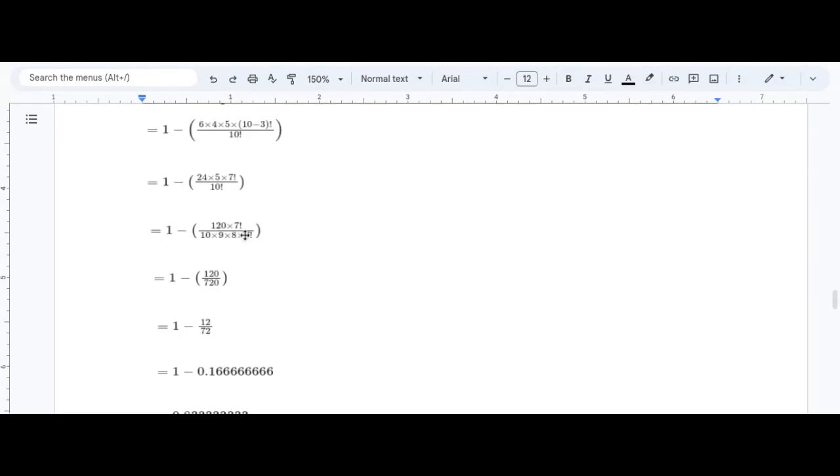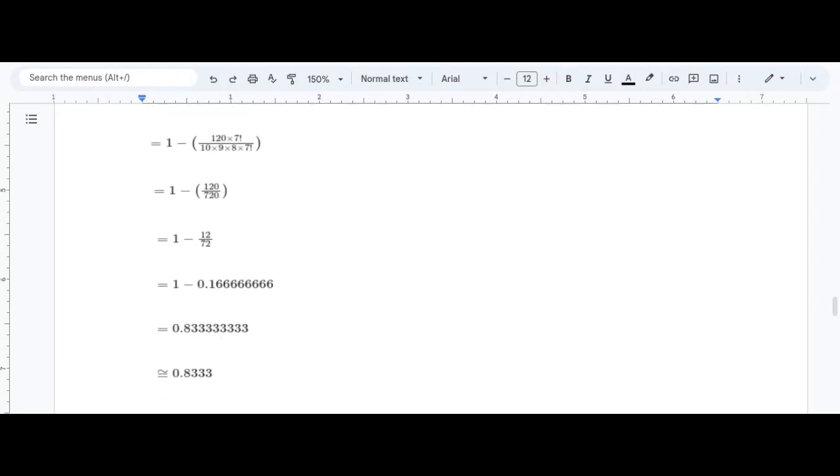Which gives us 1 minus 120 times 7 factorial over 10 times 9 times 8 times 7, because I realized that there's 7 factorial on the top and 10 factorial, which will make it easier for us to remove the 7 factorial on the top right here, which then comes down to 1 minus 120 over 720, which can be simplified to 12 over 72. So we get 1 minus 12 over 72, which equals 1 minus 0.1666666, which is equivalent to 0.8333.